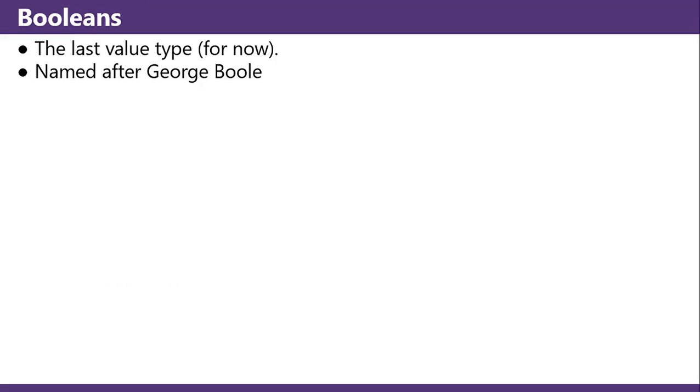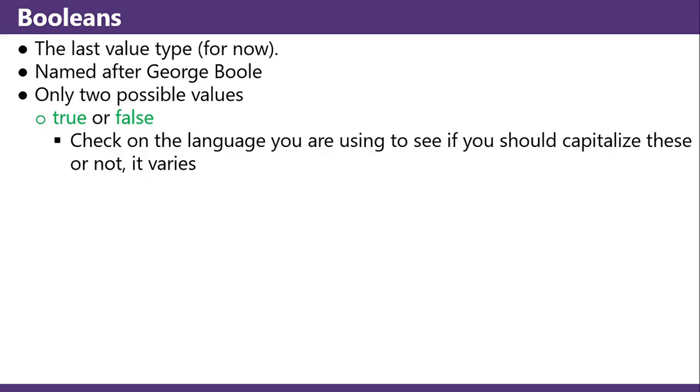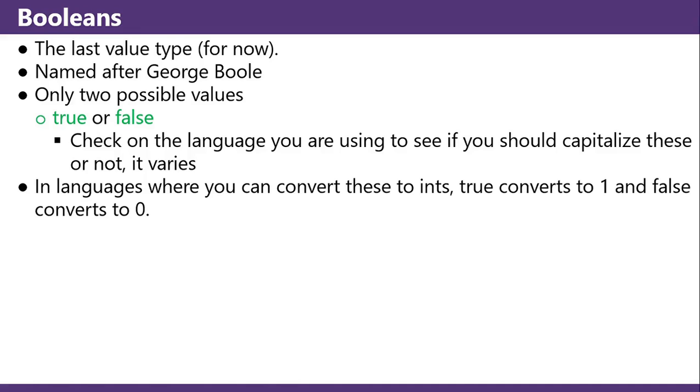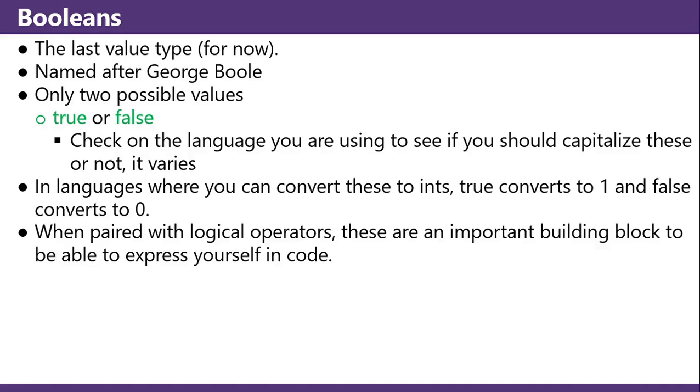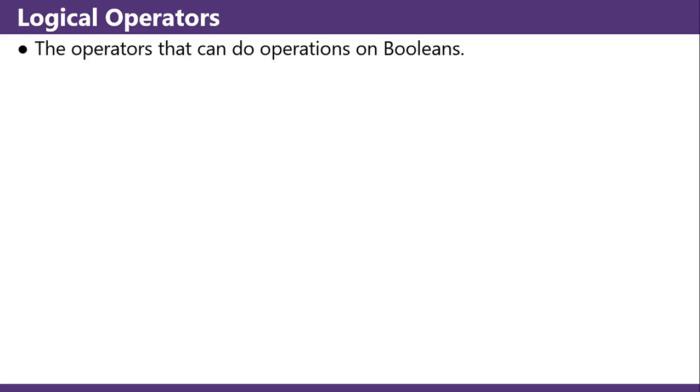Booleans, the last value type for now, named after George Boole, only 2 possible values, true or false. Check on the language you're using to see if you should capitalize these or not, it varies. In languages where you can convert these to ints, true converts to 1, and false converts to 0.